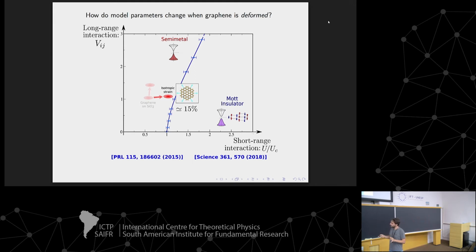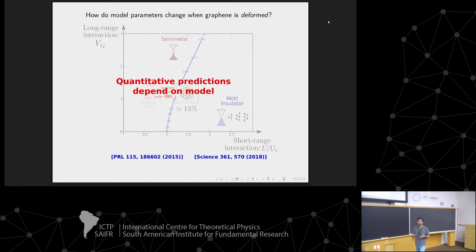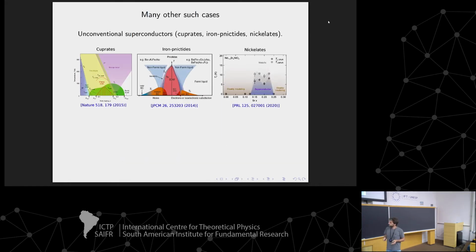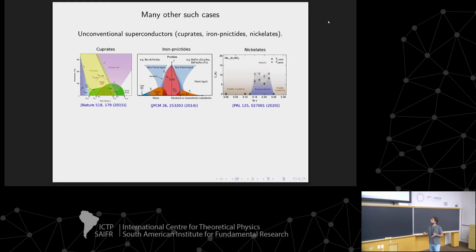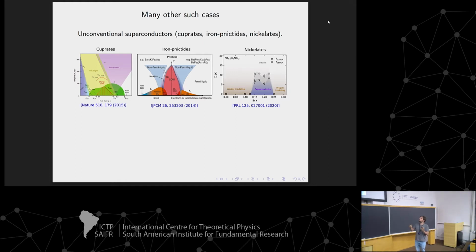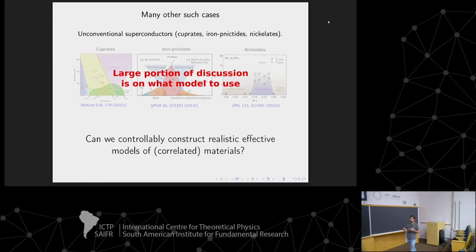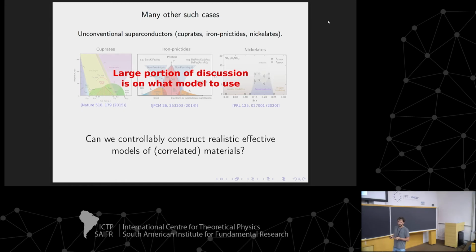Right, this is interesting. The issue is that this is strongly dependent on the model that we are going to be using to try to model this graphene, right? This happens a lot in condensed matter physics, probably the most prominent case being the field of unconventional superconductivity, where there are thousands of theoretical models of these materials, and the discussion goes around for many, many years. So we would like, if possible, to controllably construct, from first principles accurate calculations, effective models of these materials, right?